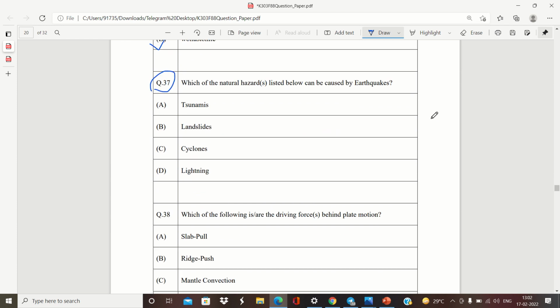Then another question is question number 37. Which of the natural hazards listed below can be caused by earthquakes? This is also a multiple select type question. So here cyclone we know is not related, lightning is also not related. Landslide, yes, landslide is caused by earthquakes. But a little bit of confusion is about tsunami. Many people may think that tsunamis are also created by earthquakes, but this is not always true. When faulting occurs on a fairly large scale, then only tsunamis are generated. So according to my point of view, only landslide will be the right answer.